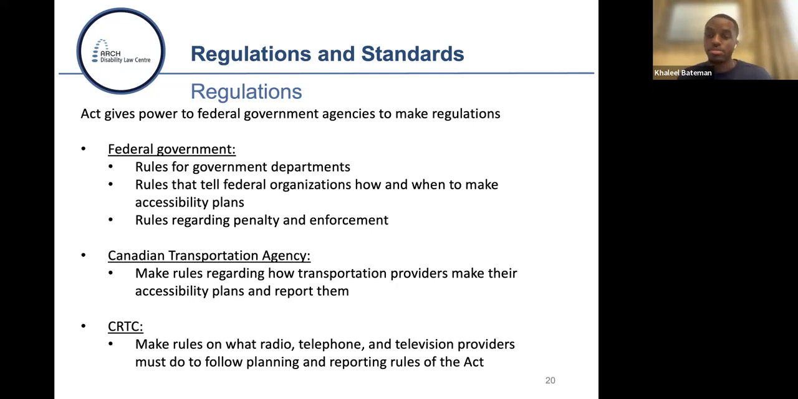The CTA makes rules regarding how transportation providers make their accessibility plans and report them. And the CRTC does the same thing with radio, television, and telephone providers. As I said before, the legislation is primarily concerned with the planning, feedback, and progress reports that these entities produce that go into their accessibility planning. So these regulations are mostly rules about deadlines for accessibility plans, what they need to include, and guidelines about publishing the plans, and so on.